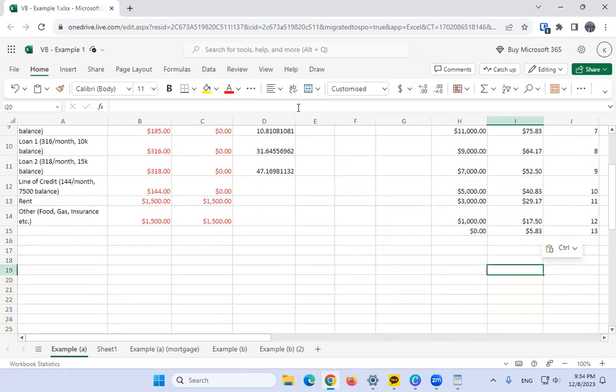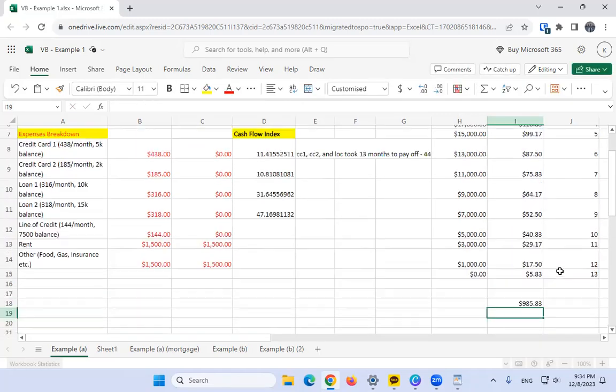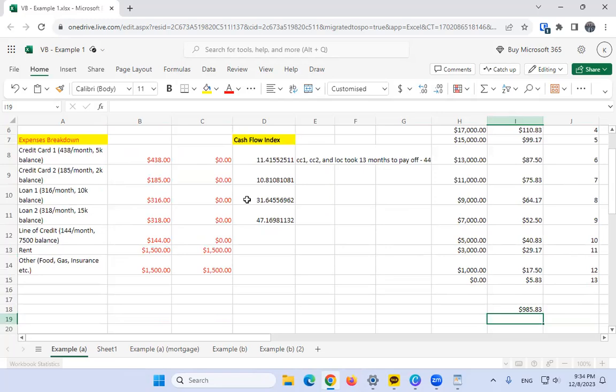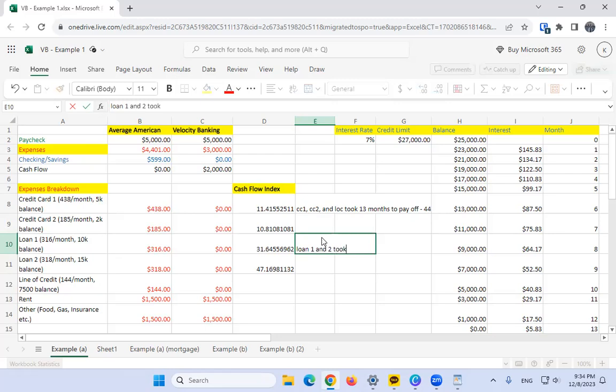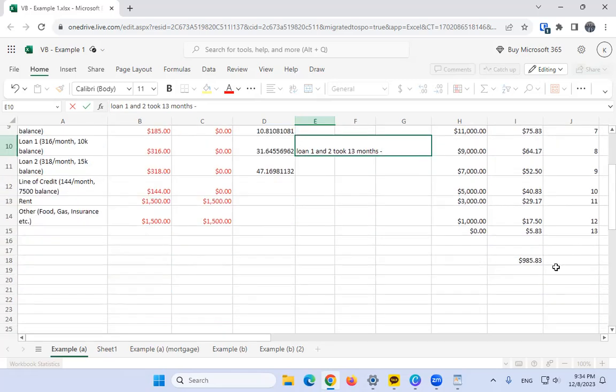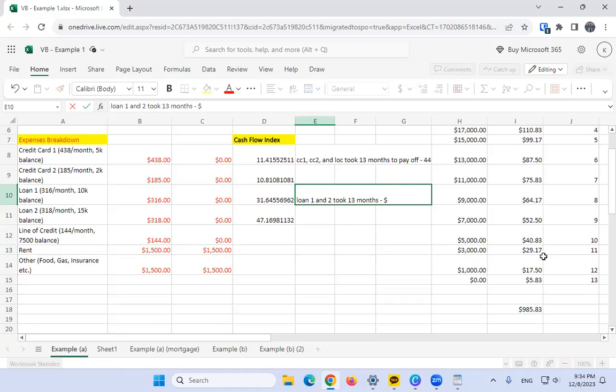Okay, so now let's go ahead and sum this up. So about $1,000 of interest, and this took about 13 months too. So the 2 loans, loan 1 and 2, took 13 months to pay off. And how much interest? It was about $1,000 of interest, 1K interest, and the payoff is again 25K.